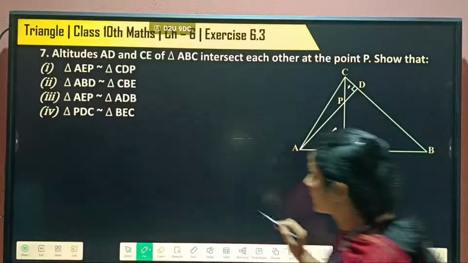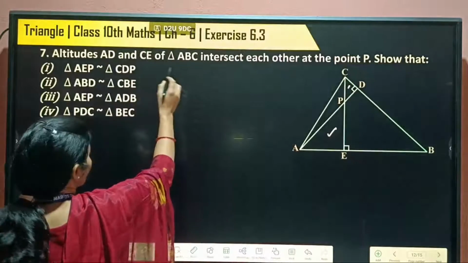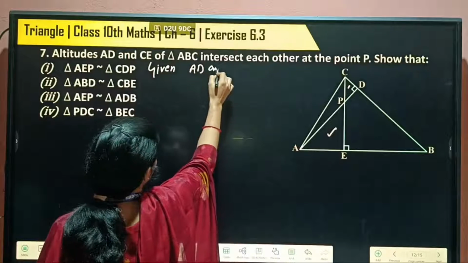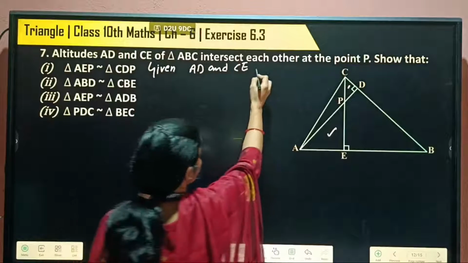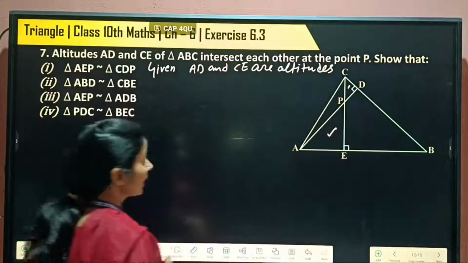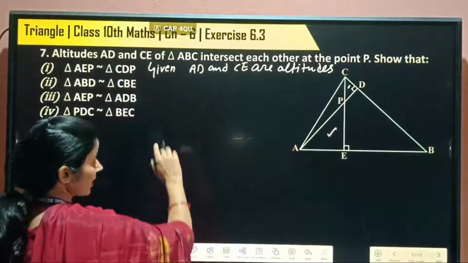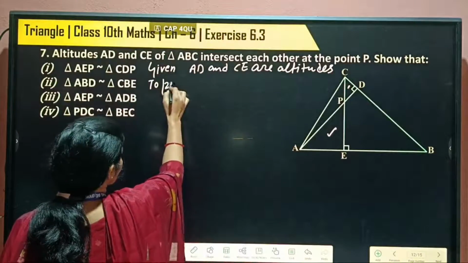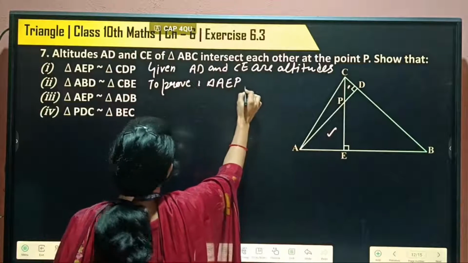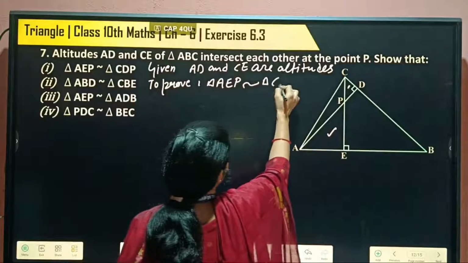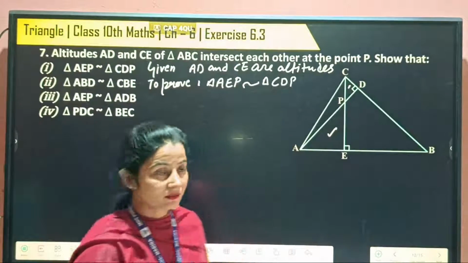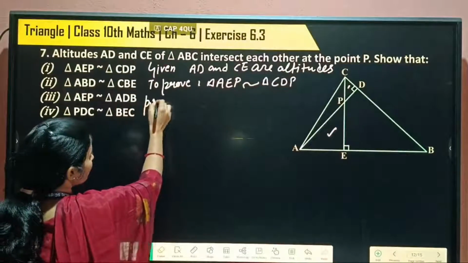How can we prove these two triangles are similar? Okay, what is given? Given AD and CE are altitudes. After that, what is to prove? To prove is triangle AEP is similar to triangle CDP. Which two triangles I have to prove similar, I will work in those triangles. Let us see the proof. What is the proof?